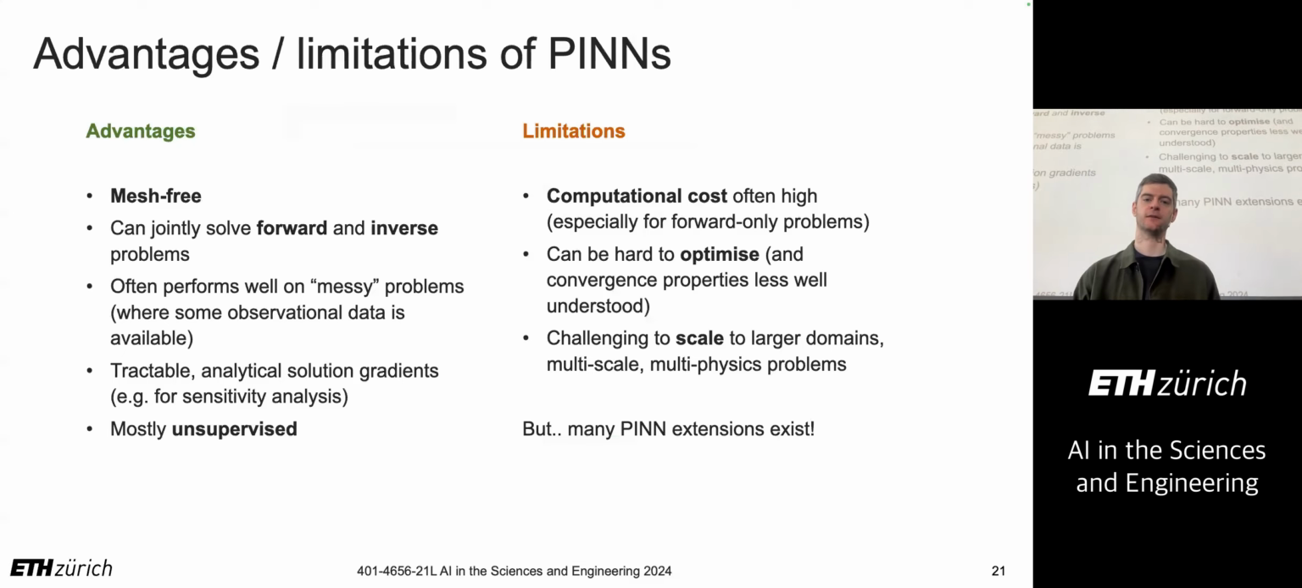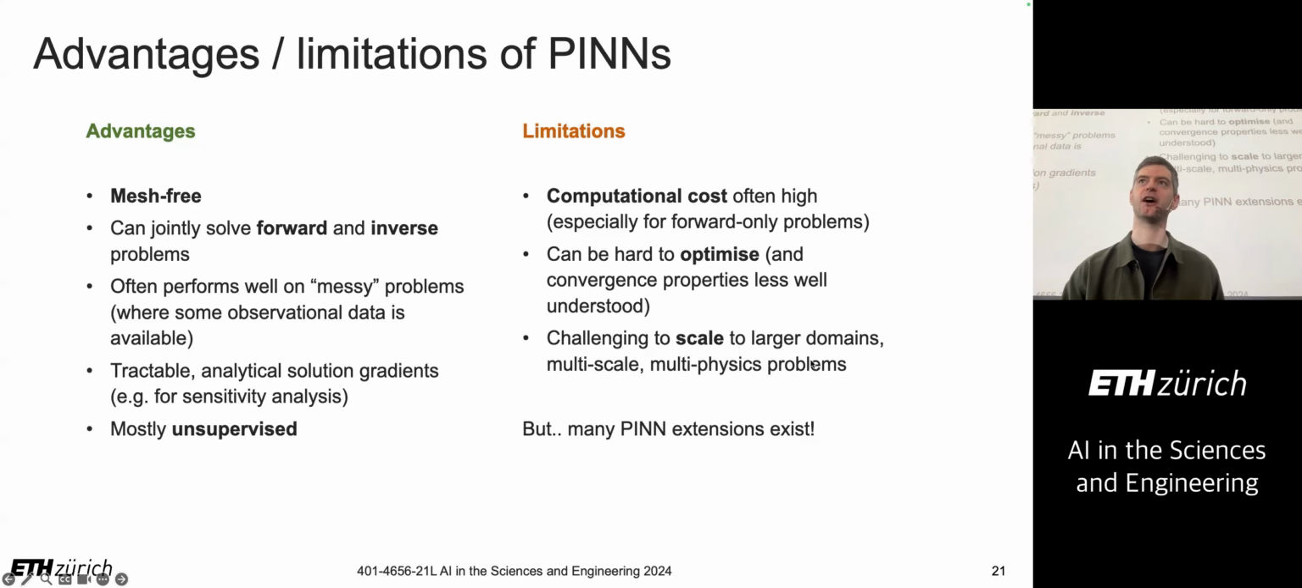Okay, so those are the 3 big limitations, I would say, of PINNs: the computational cost, especially for forward-only problems. For inverse problems, they're more competitive, like I said, because we don't have to run the forward simulator thousands of times. They can be hard to optimize because of these competing terms in the loss function. And they're challenging to scale to larger domains, like when we have high frequencies or multi-scale frequencies.